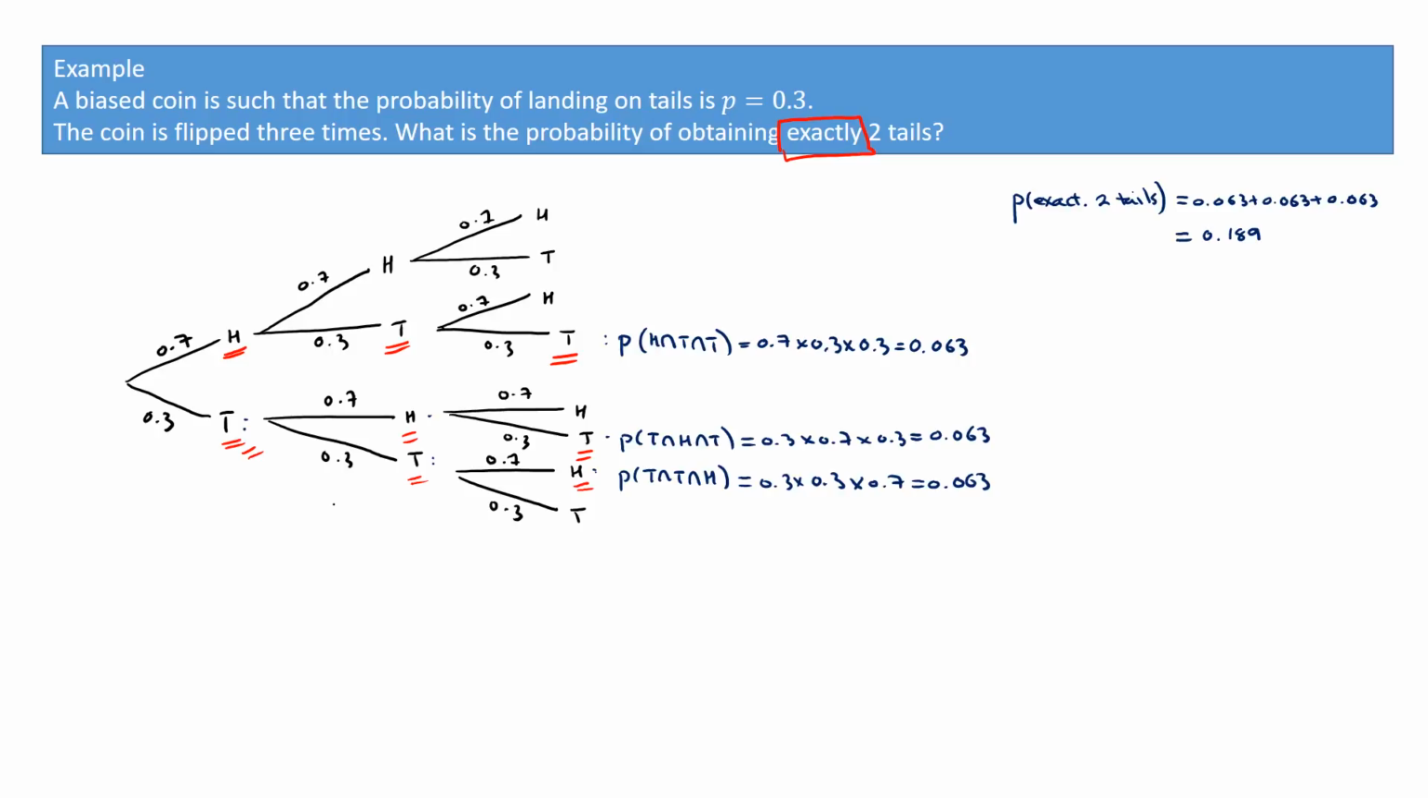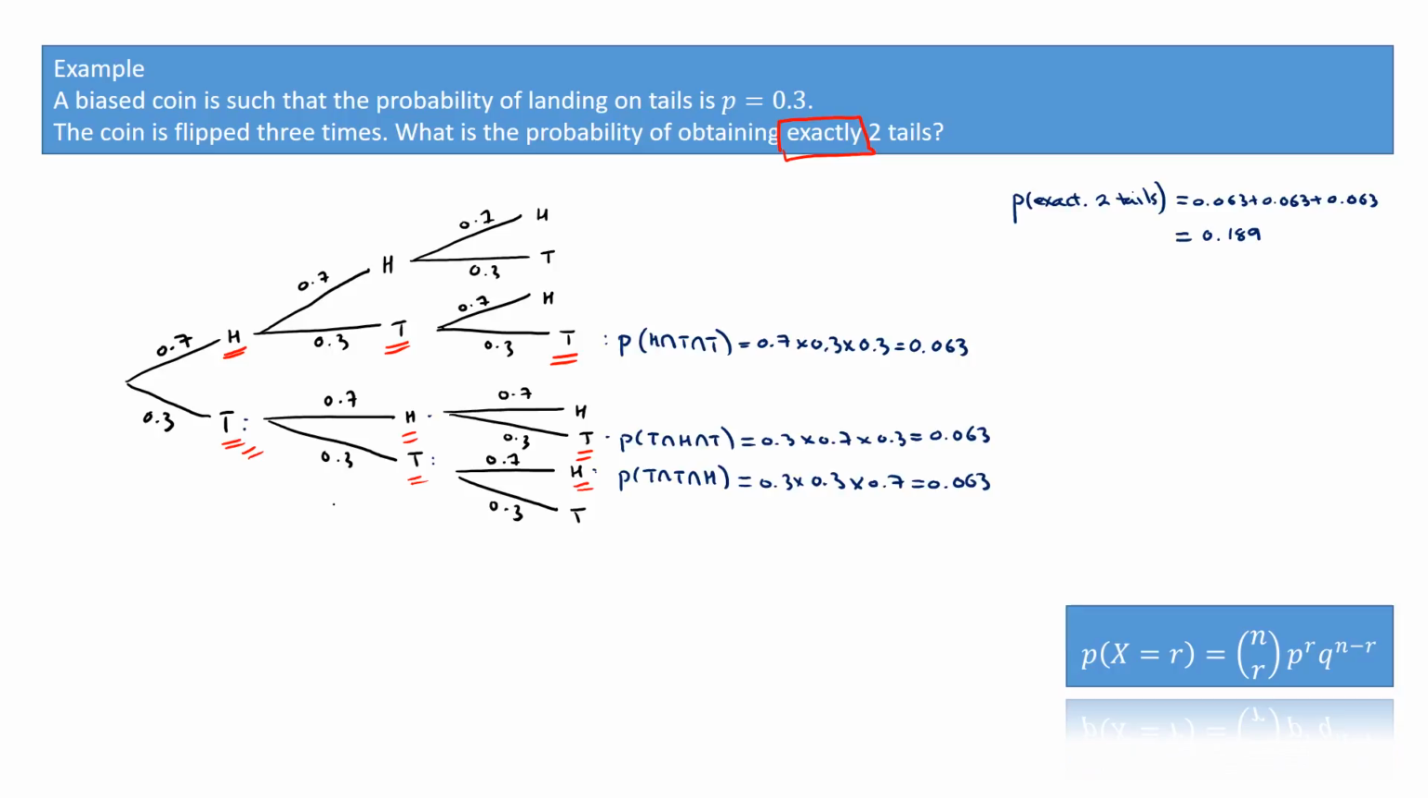But we can also do this with the binomial distribution formula. And let's just remind ourselves of its formula. So we have the probability of capital X being equal to r equals the binomial coefficient n r times p to the power of r times q to the power of n minus r. Now let's define each of those things there.